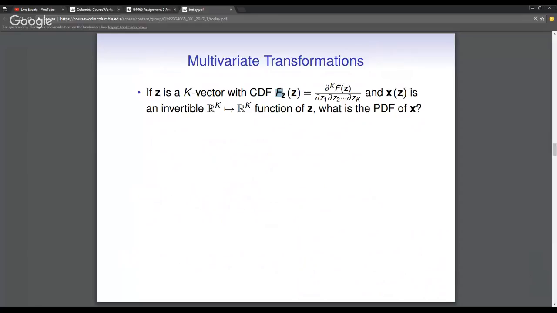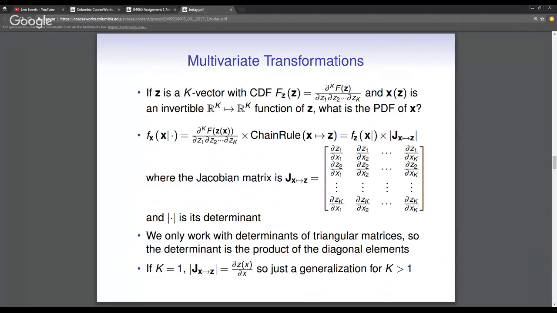How did we do it in the univariate transformation case? Write the PDF of z, but put it in terms of what z equals, which is some function of x. And then after that, we're going to multiply by the derivative of z with respect to x. So it's more or less the same thing in the multivariate case.